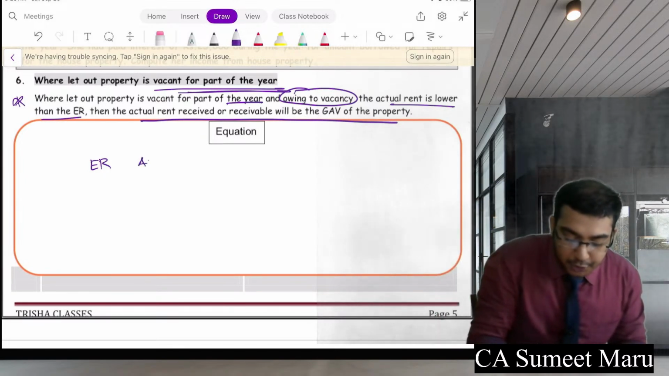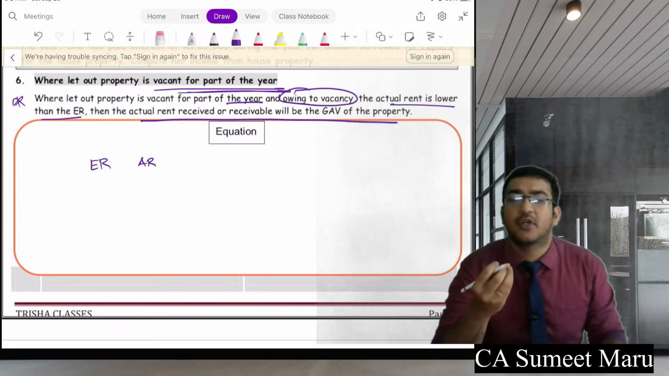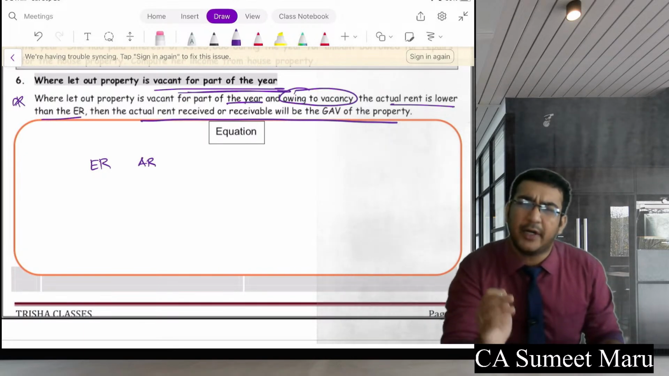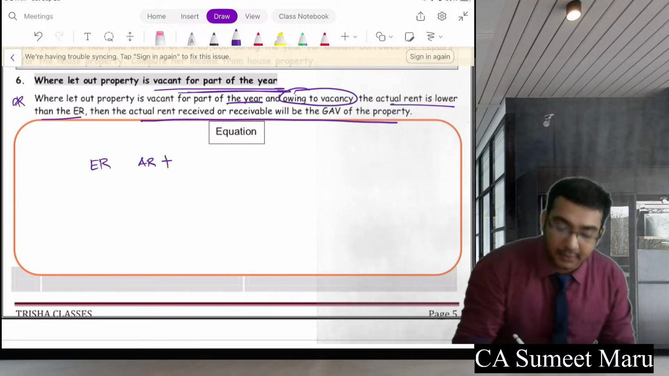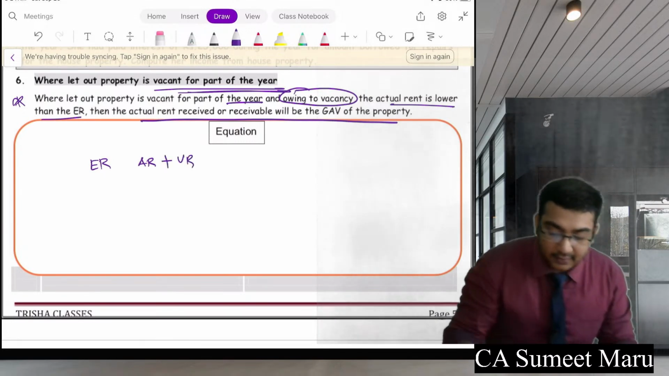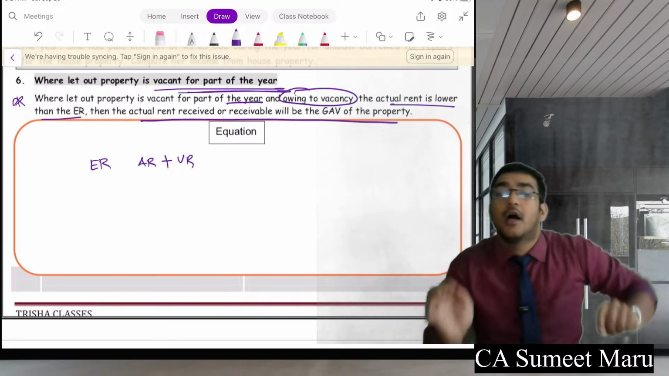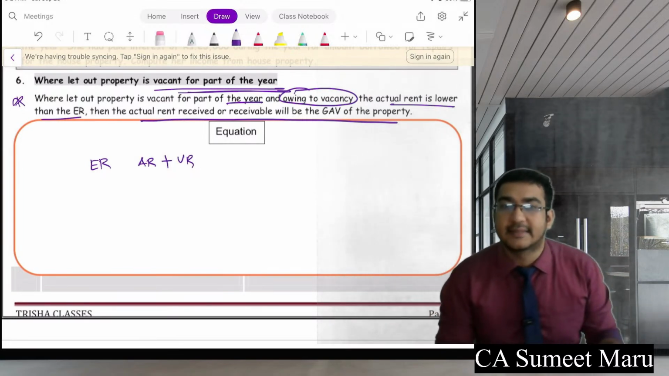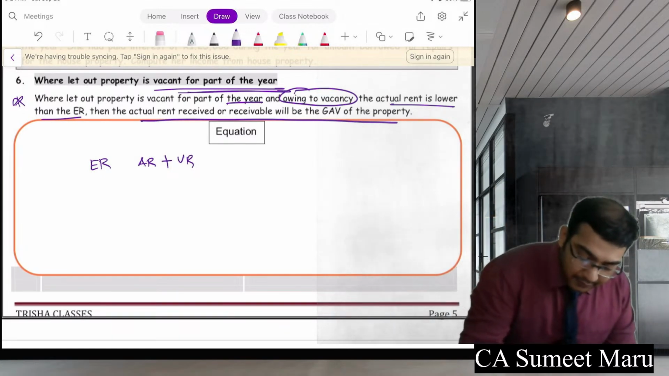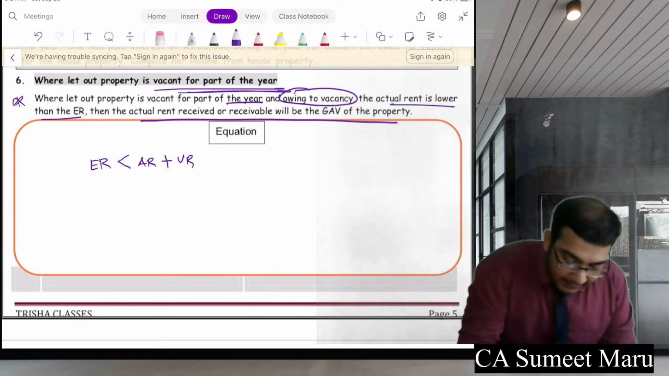You write here actual rent, whatever months it may be. Say if it was rented out for only 8 months, 9 months, 7 months, whatever it was actually rented out. Actual rent plus vacancy rent. So even though your house is vacant for 2-3 months, if it were not vacant, how much rent would you have generated? Just write it down here. Now compare this, it's an equation. Now if your RHS is greater, actual rent will become your GAV.